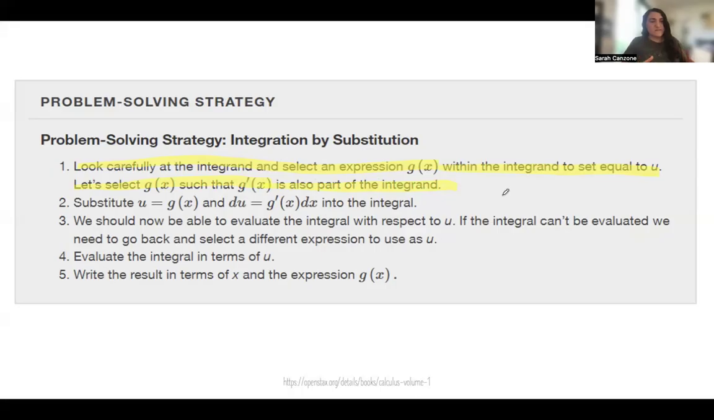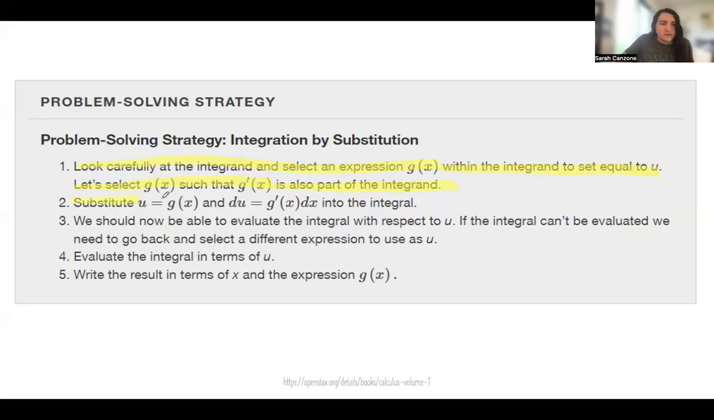So if you look at something and you think, hey, if I took the derivative of that, I see that in my integral as well, that is the thing you want to have as your g of x. If you find something and you're like, oh, that derivative is nowhere to be found, that's probably not something you would want as your g of x. It would not help you in the slightest.